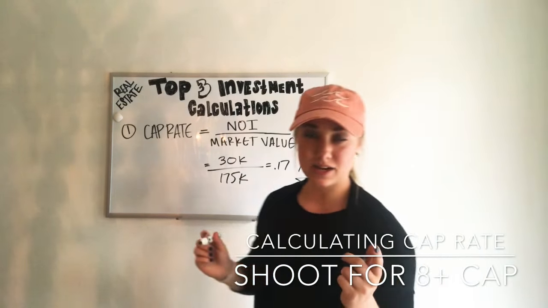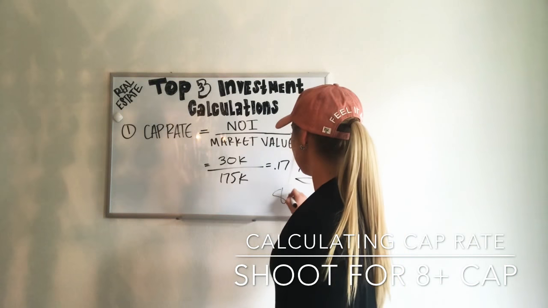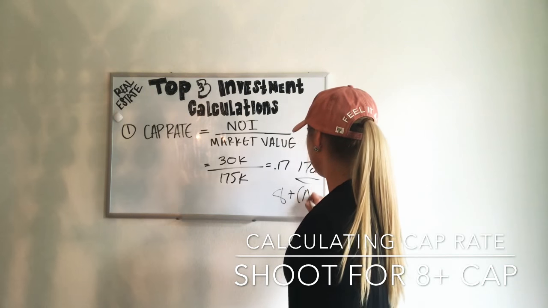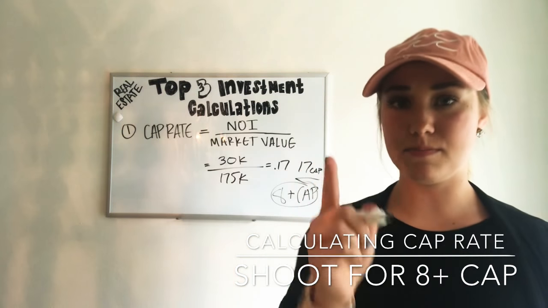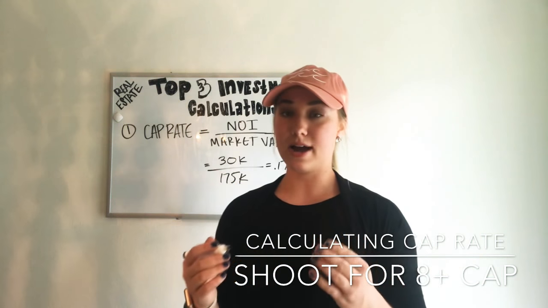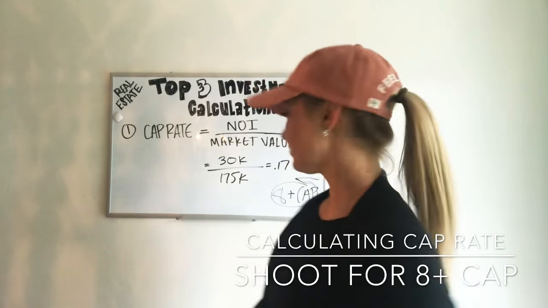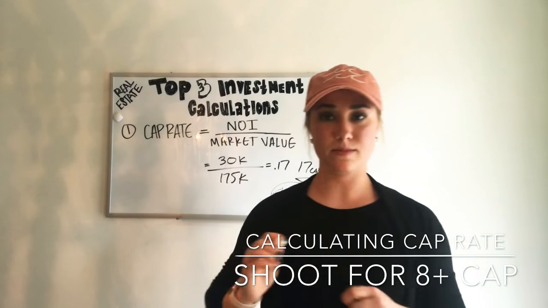What I like to tell my clients is an 8 cap or above. An 8 plus cap, you're looking good. I would say go after it if you like the property. So how do you calculate cap rate? You take the NOI and divide it by the market value.